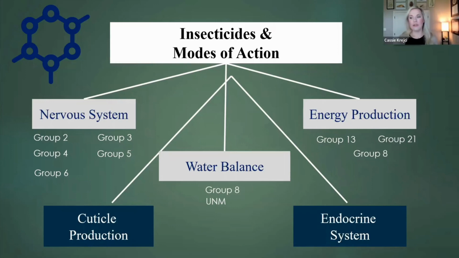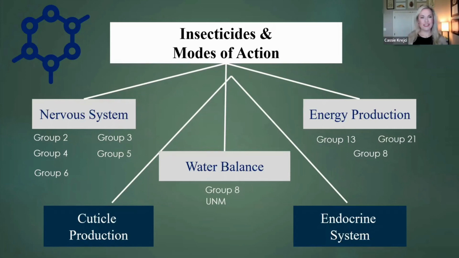Another thing here, you'll see when you pull up the IRAC chart, you'll see a bunch of gray boxes. Those gray boxes include active ingredients that just don't really fit elsewhere because they really have unknown modes of action. So that UNM means unknown modes of action. And specifically when we're talking about water balance, we're looking at things like diatomaceous earth and silica that are just non-specific mechanical and physical disruptors for water balance within insects.